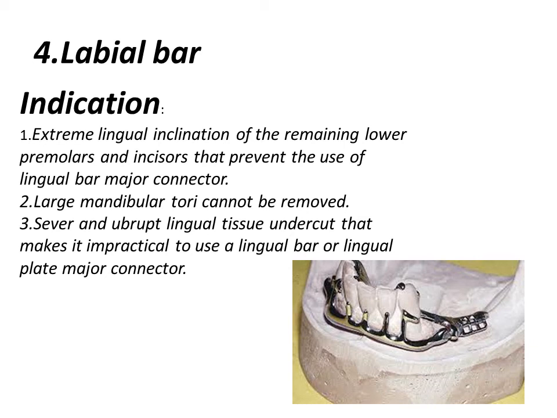Number 3, severe abrupt lingual tissue undercut that makes it impractical to use a lingual bar or lingual plate major connector. When we have a severe undercut lingually that will prevent the use of another type of major connector, we can use a labial bar.